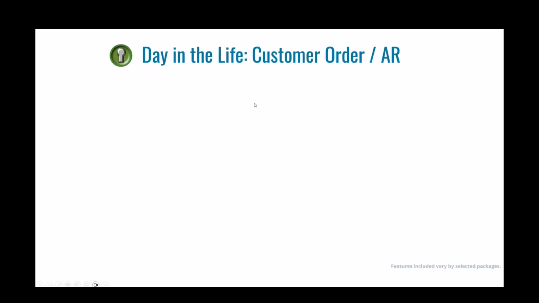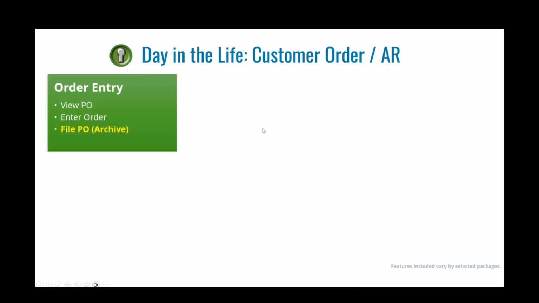I want to just walk through a day in the life of actually using the Dash DDX archive. So we're going to look at a customer order and take it from customer order to AR. First off, you would possibly receive a purchase order from the customer. That purchase order could be in a PDF or it could be a hard copy. If it's a hard copy, we just scan it in, associate it with a customer order, and file it away in the archive.